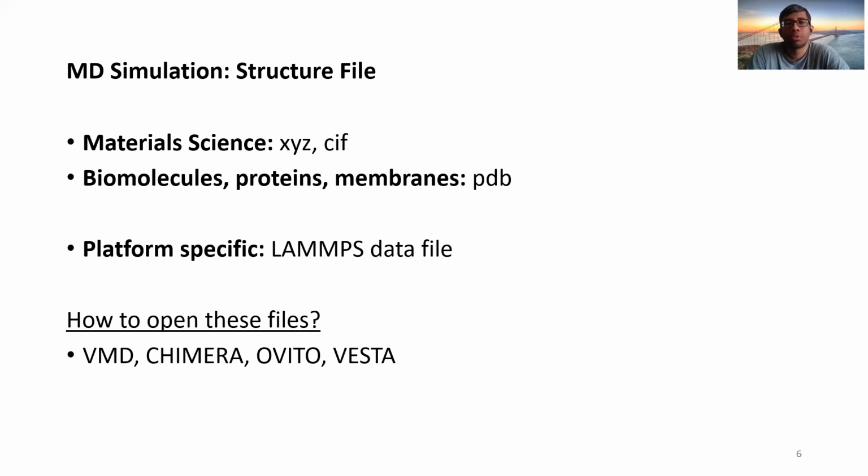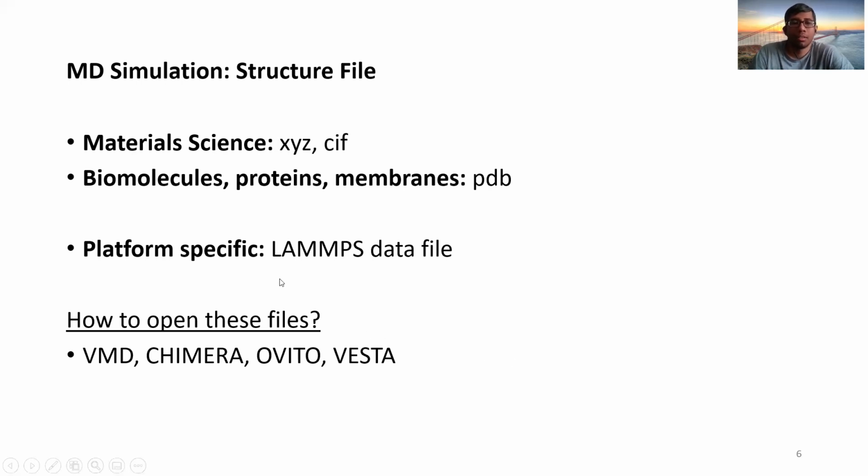So when it comes to a structure file, the naming or the ending of these structural files differs based on what they are related to. For example, in material science, the most used files are with these endings, like XYZ file or CIF file, crystallographic information file. And if it is biomolecules, proteins, or membranes, you're probably going to start with a PDB file, a Protein Data Bank file, that contains the coordinates and the secondary structure information of the structure.